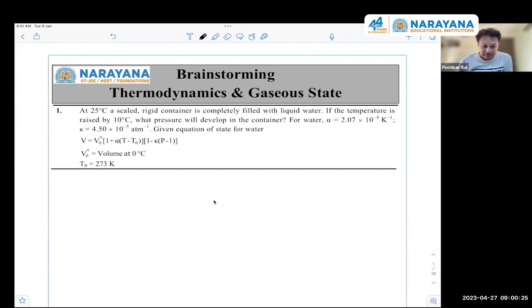Mind it, it is not a gas. If it is a gas, it's a very simple thing. You can easily get it. But for water, alpha is given and K is given. The given equation of state for water is this.